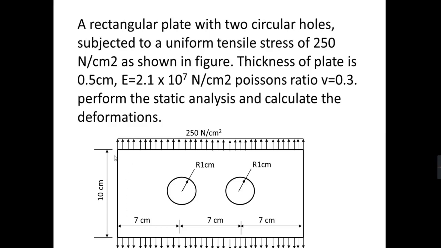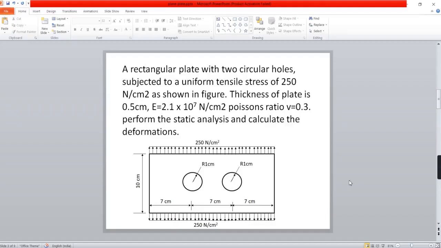So this is the plate having 10 centimeter width, and the length is 7 plus 7 plus 7, which means 21 centimeter, and it has two circular holes. Now we are going to solve this problem in Ansys APDL.